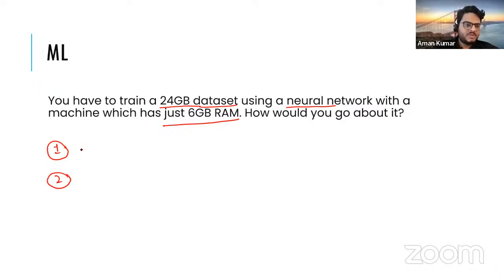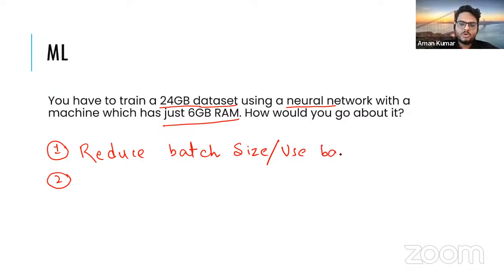Reduce batch size. This is one acceptable answer I can write here. Reduce batch size, or in one way you can say use batch training. Okay, so I'm just writing here reduce batch size. Other way you can say use batch mode, or don't use all the data in one shot for training. Use batch mode. Can we run on multiple systems? No, that's the constraint. You have to run on the system only.